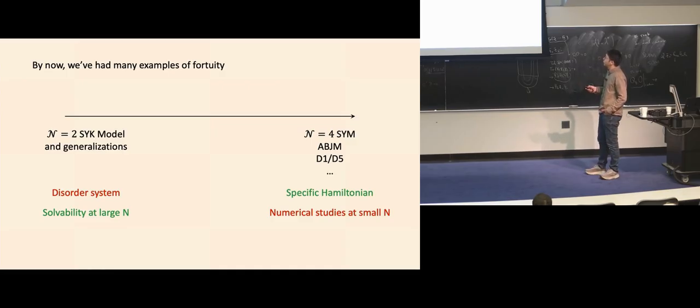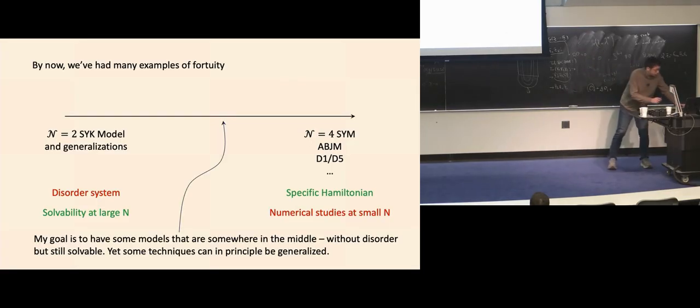Now, I want to put this on the same slide to highlight the difference between these different systems. On one hand, we have this very specific Hamiltonian. And on the other hand, for this SYK model, we have disorder, and we need to do some average to solve the model. The benefit of SYK is that it's solvable at large N, and you can extract many universal features from it. While for these higher dimensional field theories, so far the analysis has been limited to small N, mostly based on some numerics.